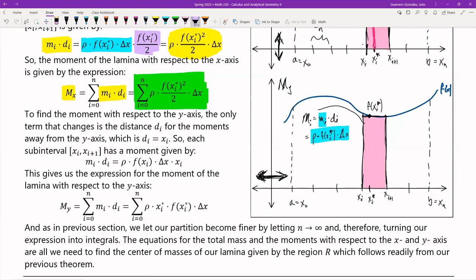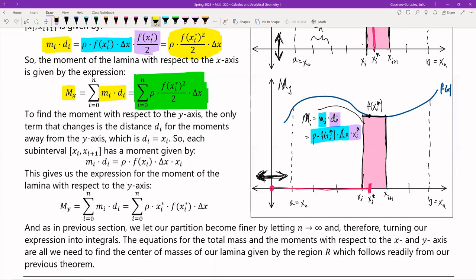But now we need to find the distance. What is my distance away from the y-axis in this case, right? And this one's actually pretty simple. It is this distance right here. It is from here all the way to here, all the way up to there. And that just so happens to be xi star. That is the missing distance here, right?